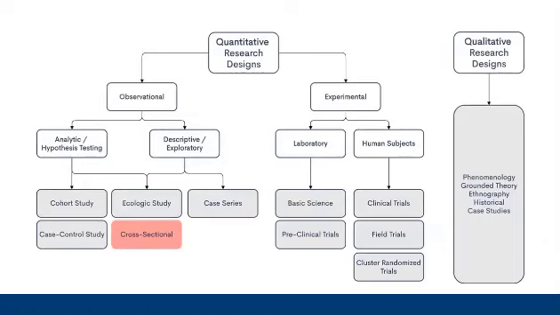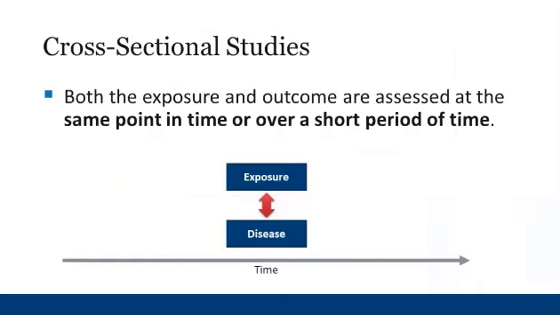The first one we're going to talk about here is a cross-sectional study design, which oftentimes trips some people up a little bit. So in a cross-sectional study design, both the exposure and outcome are assessed at the same point in time or over a short period of time. And what that means is if you are administering a survey and it takes you 2 months to administer your survey, that's not a follow-up study. It's still a cross-sectional study design.